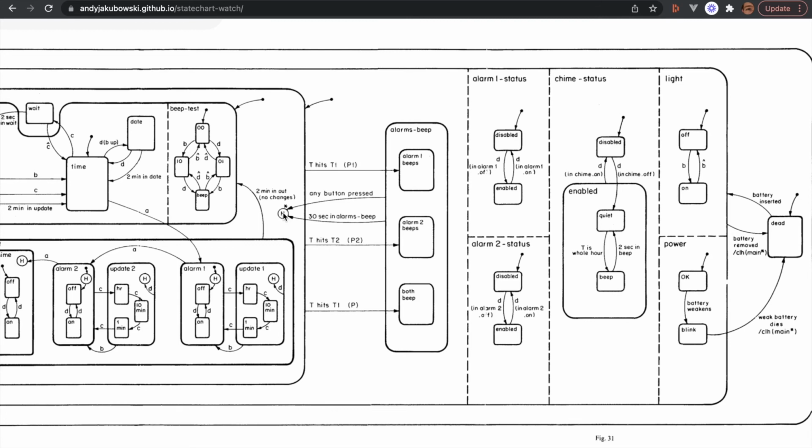That's really interesting. There is something interesting here though. I think what you're proposing is that alarms beep should be an orthogonal state in main, and there should be another state like off. And there are events going from T1 hits, T hits T1, T hits T2, and T hits T1, from off to these three states, and then these states go back to off when these things happen. That's sort of what it seems like you're saying.